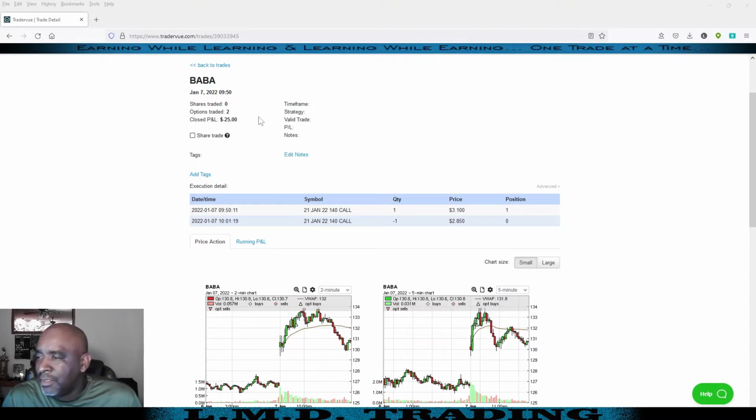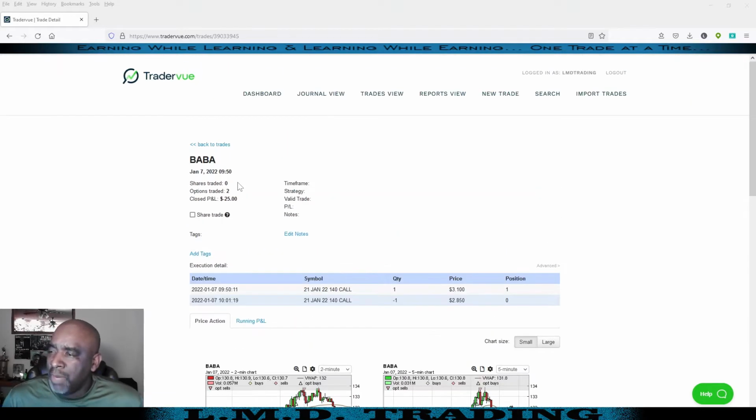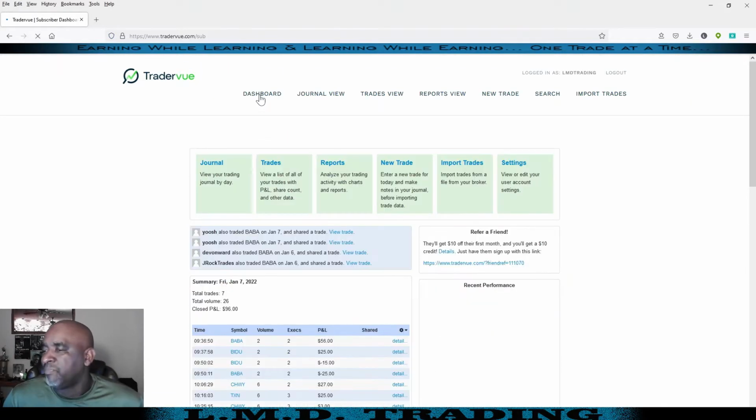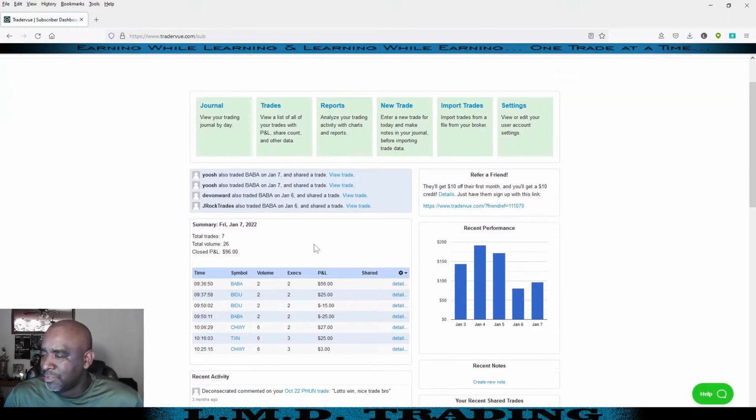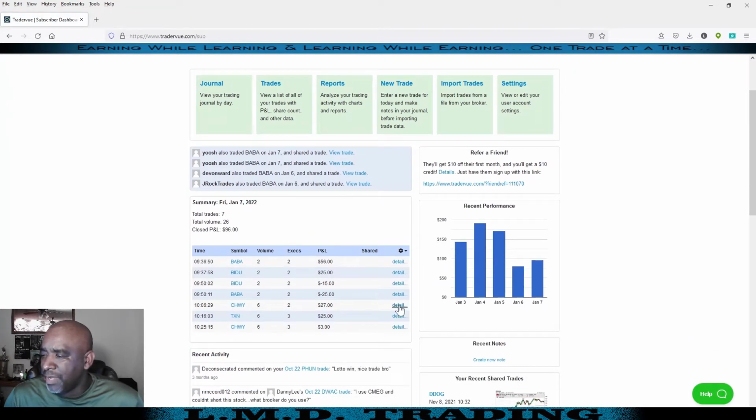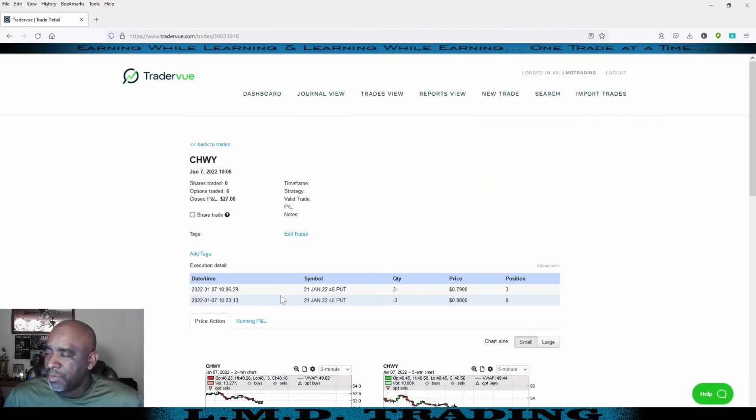And again, like I say, $25 loss. And we got in 950. We got out at 1001. So that was Baba. But again, as long as you're taking your stops, it's okay to take a bad trade and stop out. So you just keep on moving.